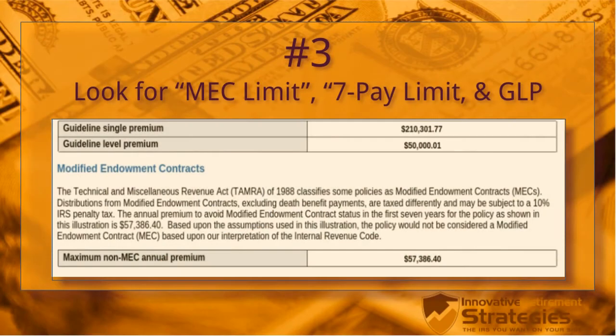All right, so the third thing that you should look for when you're looking at an illustration is there should be something in the illustration that shows the MEC limit. It might also be called the 7-pay rule limit.